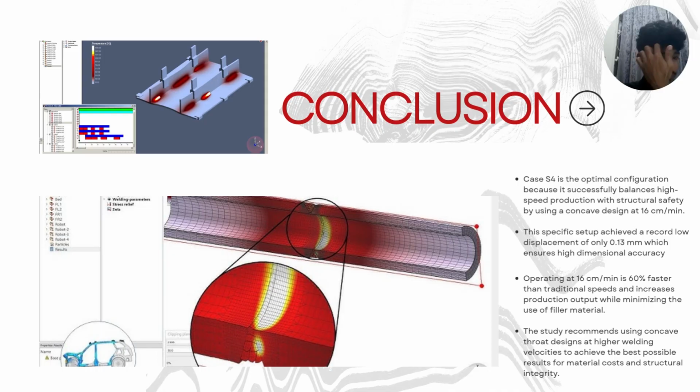accuracy, and operating at 16 cm per minute is 60% faster than traditional speed and increases production output while minimizing the use of filler material. So the study recommends using concave throat design at higher welding velocities to achieve the best possible result for material, cost, and structural integrity. So that's all for us.